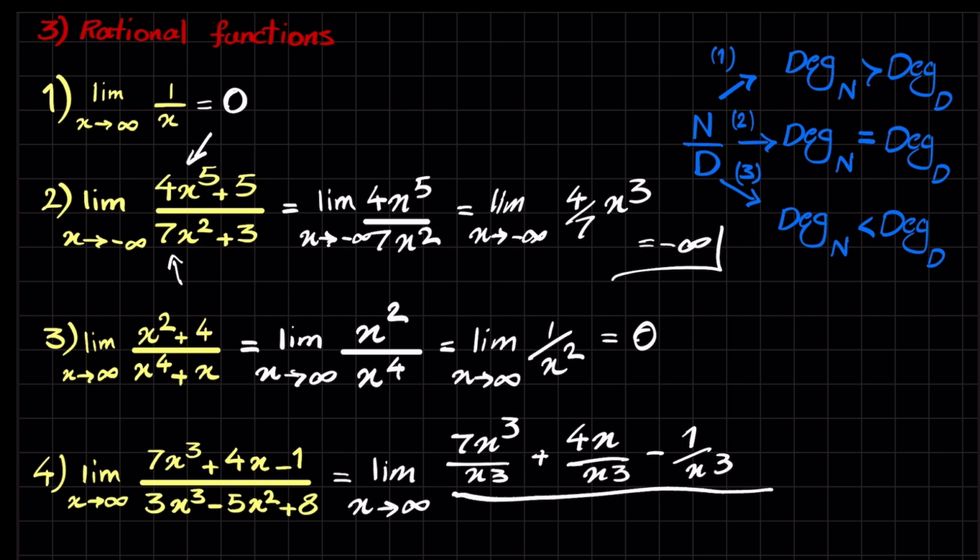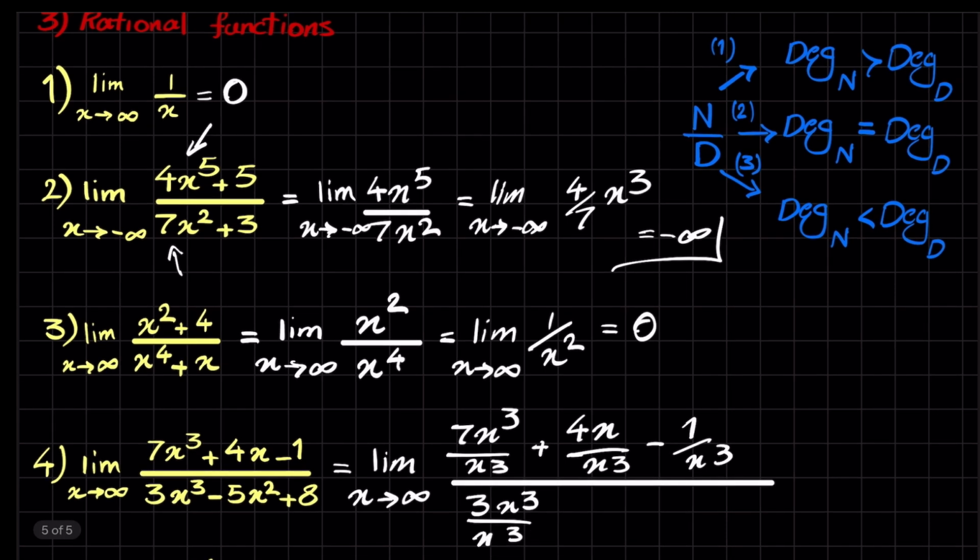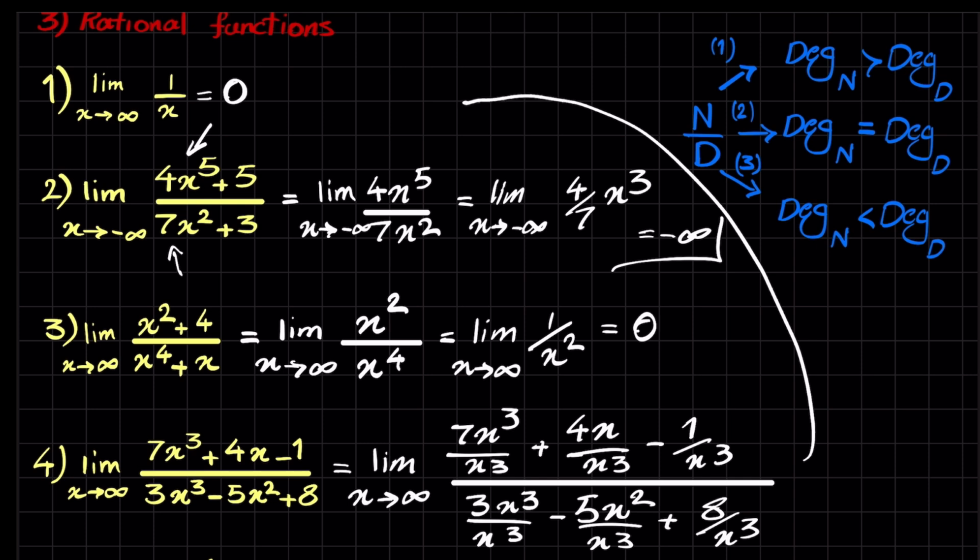And the same goes for this part. It's going to be 3x cubed over x cubed. Wait, hold on. Minus 5x squared over x cubed plus 8 over x cubed. Notice from the most popular limit at infinity that we just solved, the value of these ones that I'm pointing at is going to be 0.